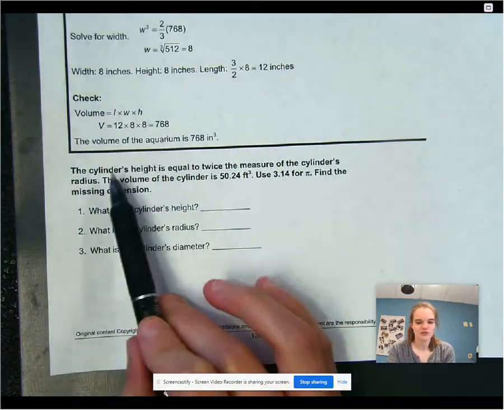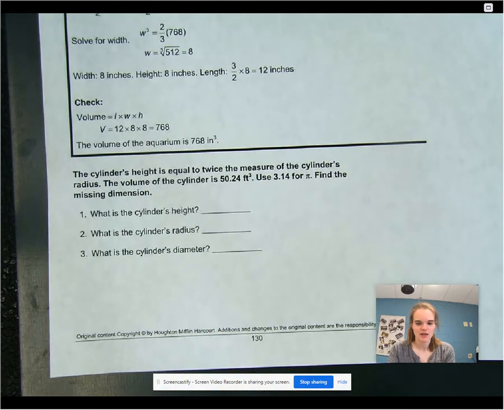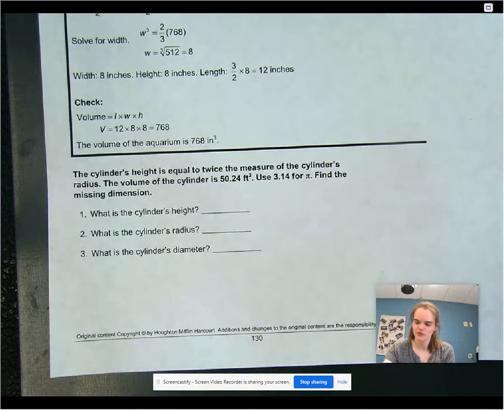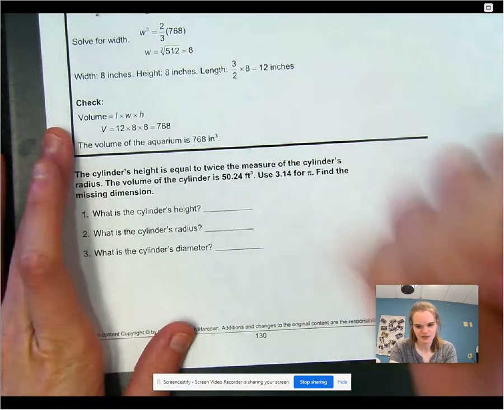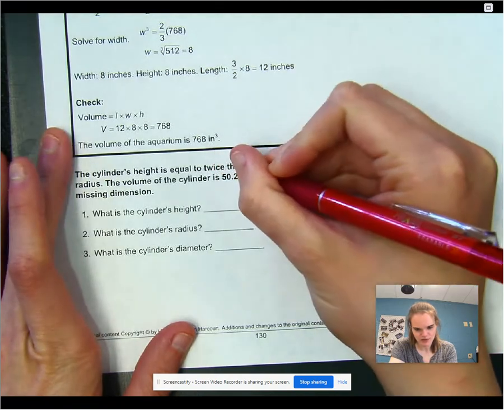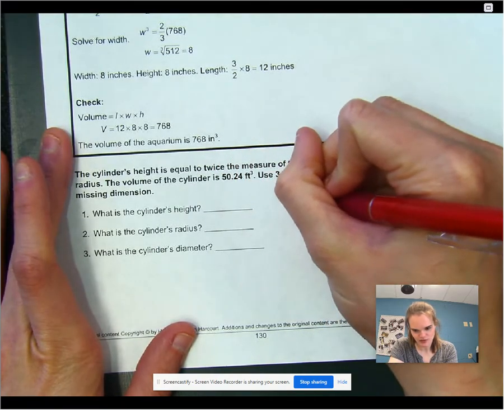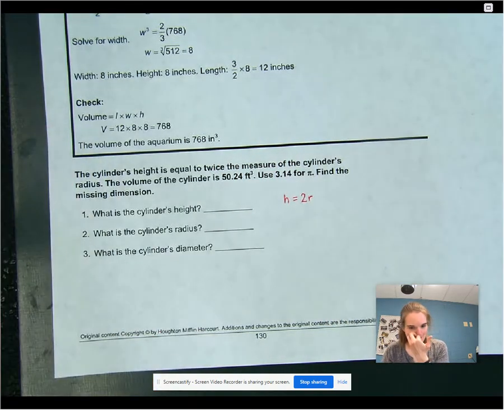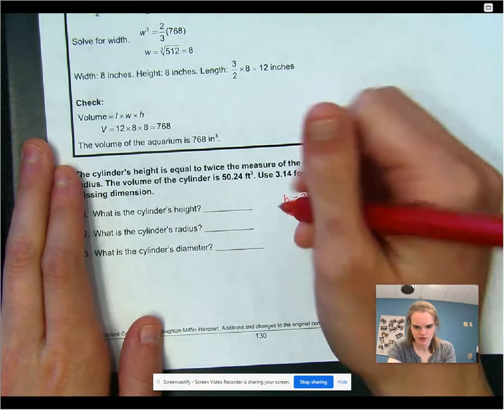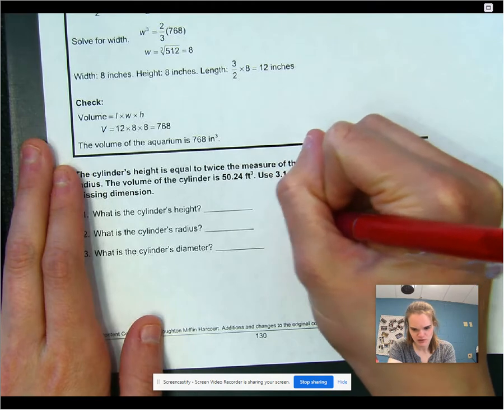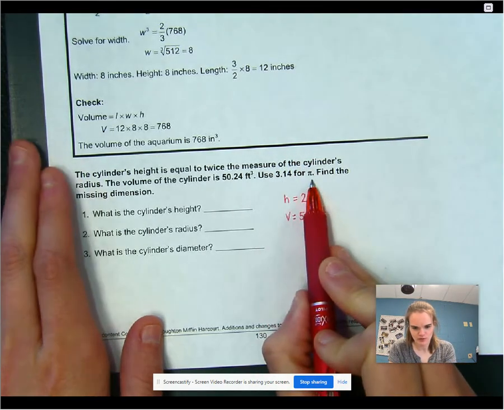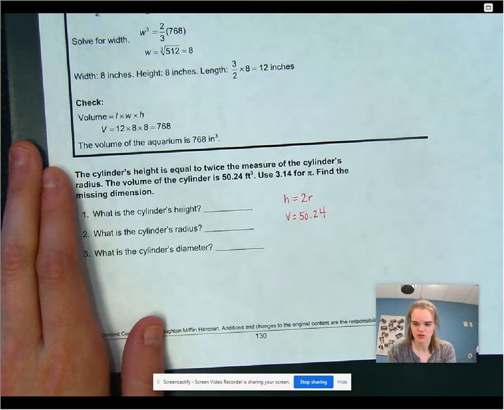So the cylinder's height is equal to twice the measure of the cylinder's radius. So let's write that down. The cylinder's height, h, is equal to twice the measure of the cylinder's radius. So it's equal to 2r. The volume of the cylinder is 50.24 feet cubed. Use 3.14 for pi and find the missing dimensions.